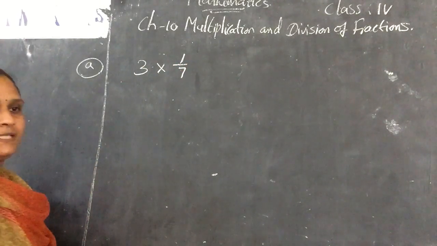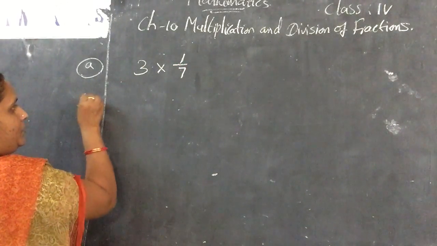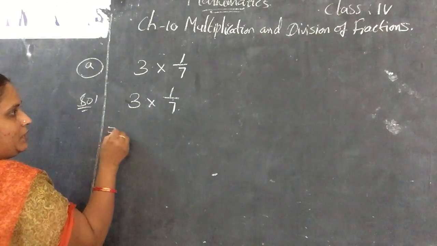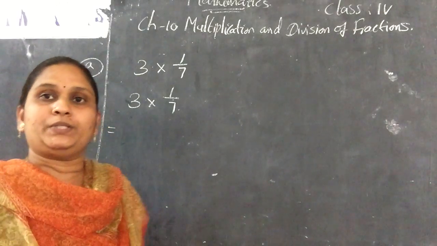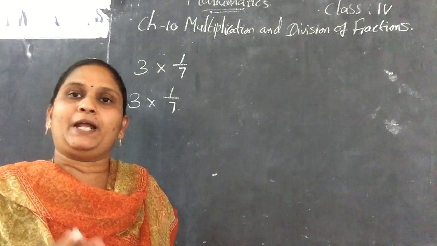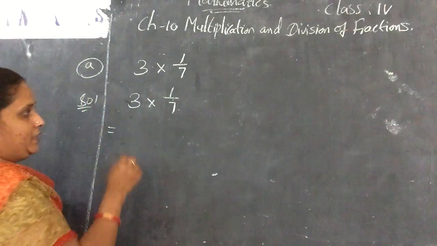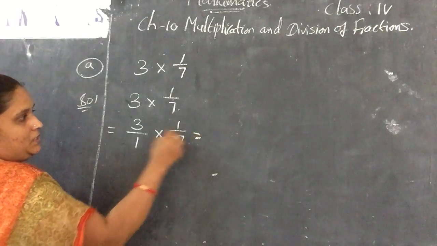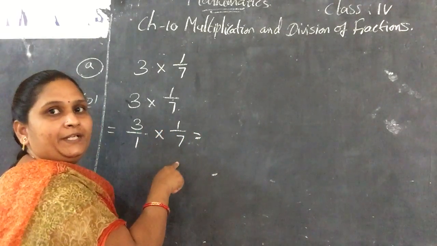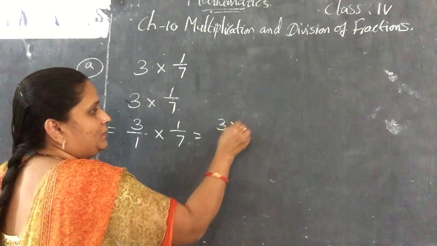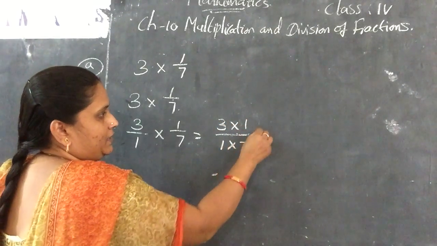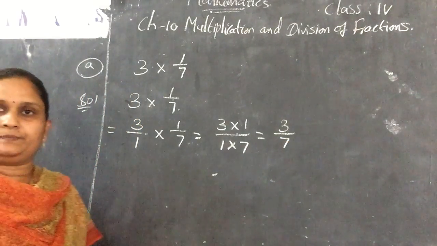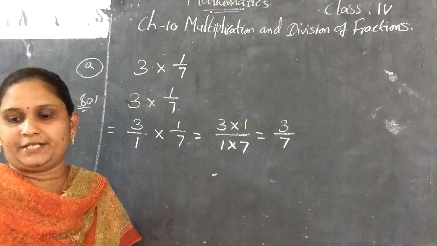3 into 1 by 7. So what you have to do here is, while doing the answer for 3 into 1 by 7, write it and put is equal to. The whole number, I already told you, will be written as a numerator, and down we have to write the denominator as 1. So 3 by 1 into 1 by 7. Numerator into numerator and denominator into denominator. It means 3 into 1 by 1 into 7. 3 ones are 3, 1 sevens are 7. 7 by 3 is the answer. Okay, this is the first one.